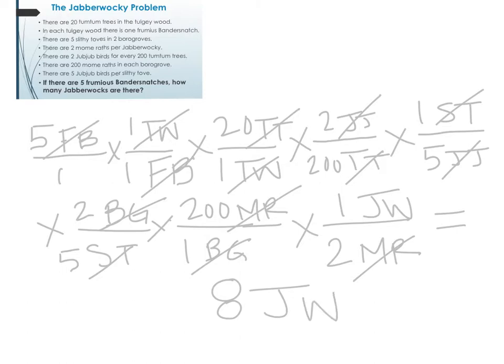Okay, and I ended with 1 sig fig, notice, and I started with 1 sig fig, because when you are looking at your given right here, so if there are 5 Frumius Bandersnatches, how many Jabberwocks are there? That's the question. 5 was what I was given. I need to make sure that my final answer is not more precise than what I started with. So I have 1 sig fig here, 1 sig fig here. I have my units. Notice I showed my units all throughout as well. I'm good to go.